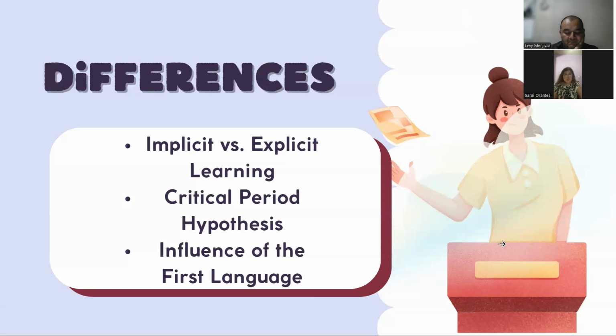So in conclusion, we can see that it is different because we have a particular time frame where we learn a language. Also, we learn through implicit versus explicit learning as adults. And the last one, because we are influenced by the first language. These have been my points, and thank you very much for your time.